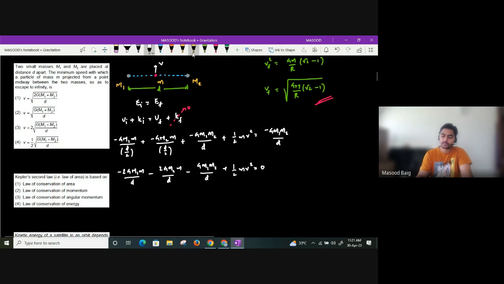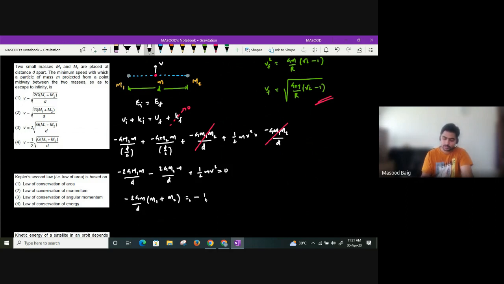So what can we cancel out now? You can cancel out this and this. So what are we going to get? Plus half mv square should be equal to 0. So from this I can write minus 2G small m divided by d, you can take common, times m1 plus m2, should be equal to minus half mv square. Minus and minus will get cancelled, m and m will get cancelled.